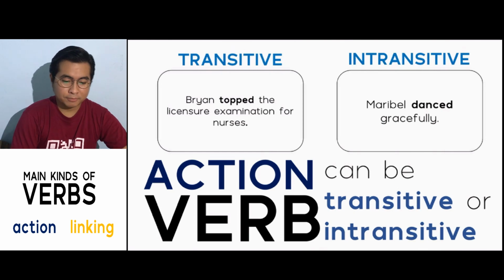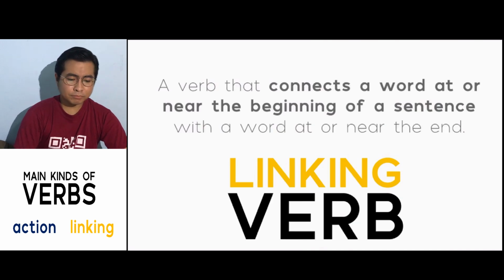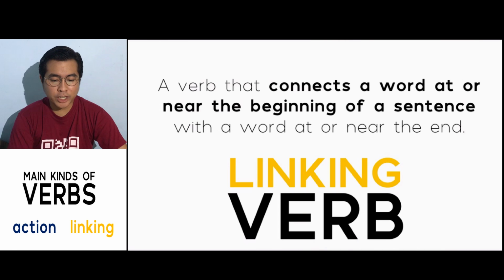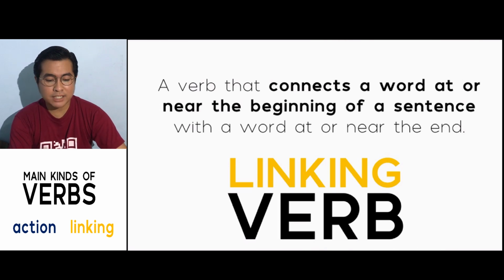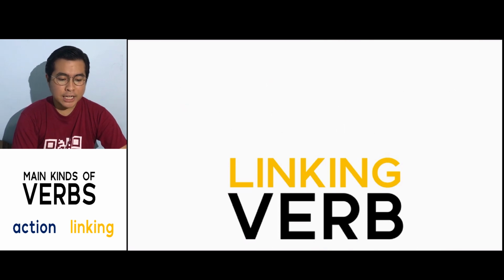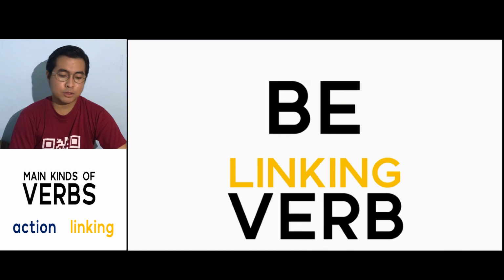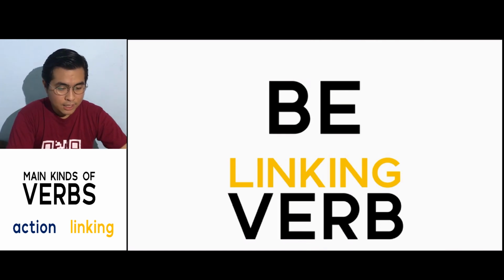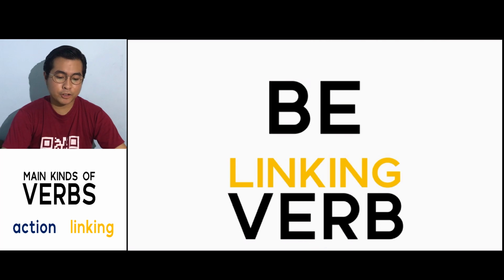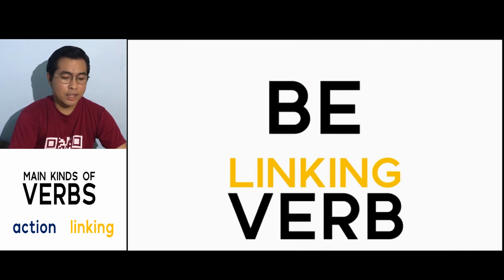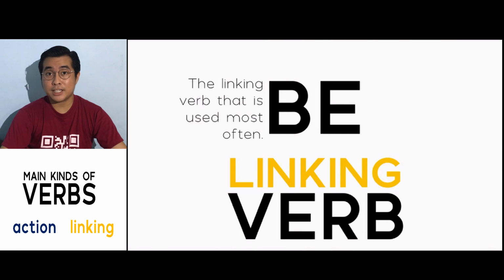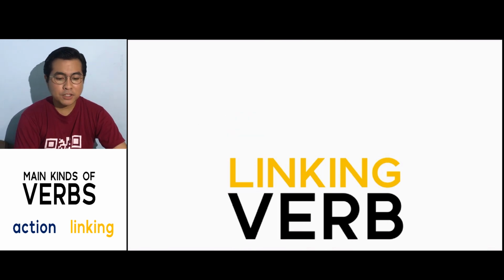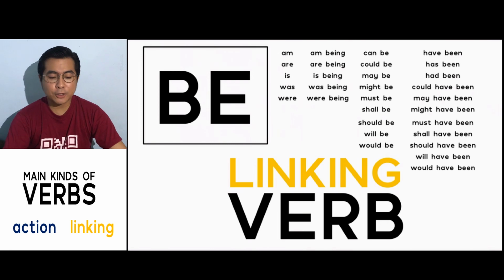Let's move on to the next kind of verb, your linking verb. It is a verb that connects a word at or near the beginning of a sentence with a word at or near the end. Here, it's a connecting word for the different parts of the sentence. The most common example of your linking verb is be, the linking verb that is used most often in sentences. So what are the different forms of be? You have the chart here. You could always go back to this if you want to look for the forms of the be verb.